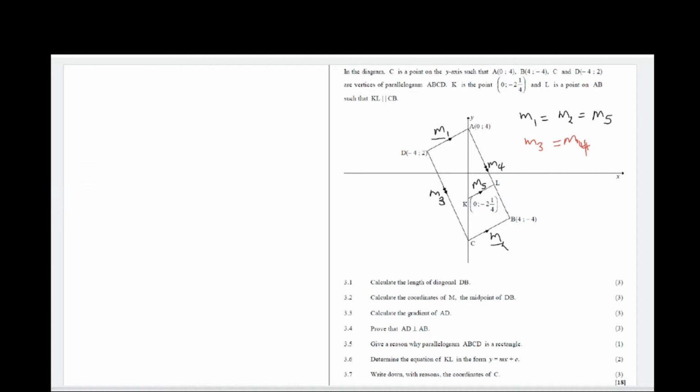So let's check the first question. The first question says calculate the length of diagonal DB. But if you look here, there is no diagonal here, it's just D over here and then there's B. So what you need to do is to construct that diagonal. So you will construct it, you draw.